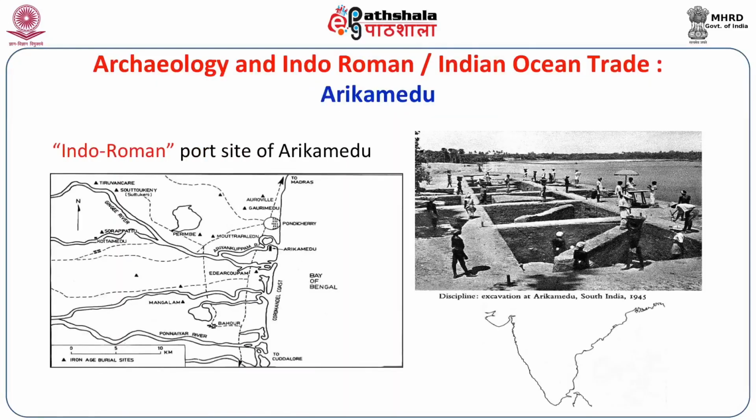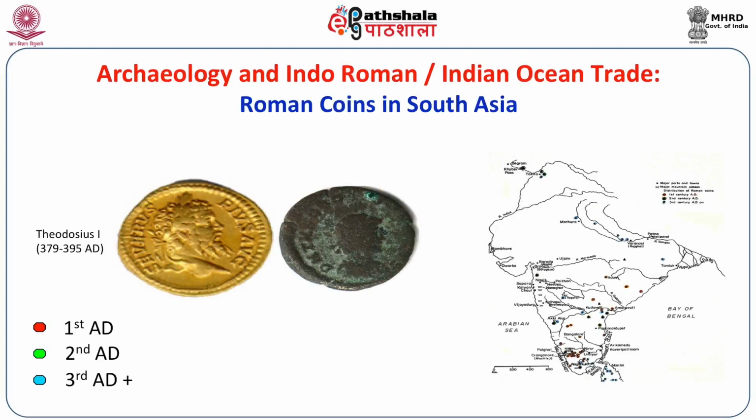What you see in this particular image is the site of Arikamedu, what was known as Indo-Roman port site. This has produced a lot of evidence for the Indian Ocean and East Asian connections. This particular image shows the distribution of Roman coins, gold and silver and other type of coins across India. They are also important evidence for understanding early historic interactions.